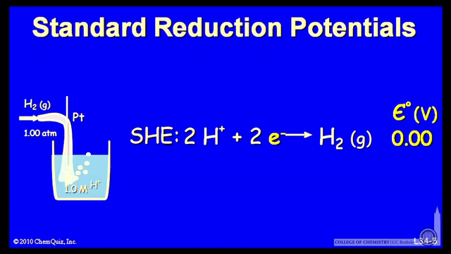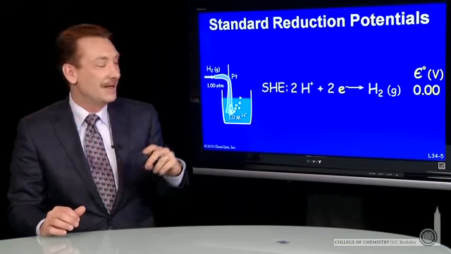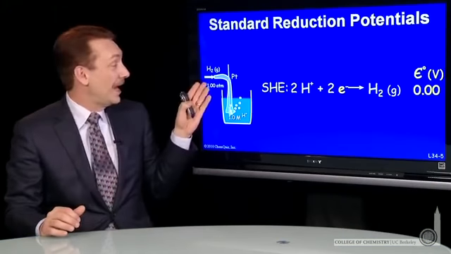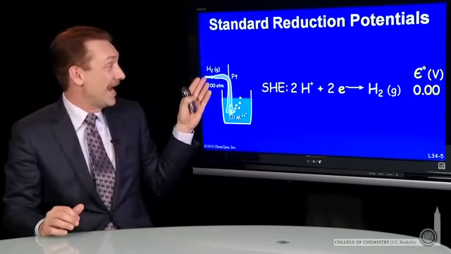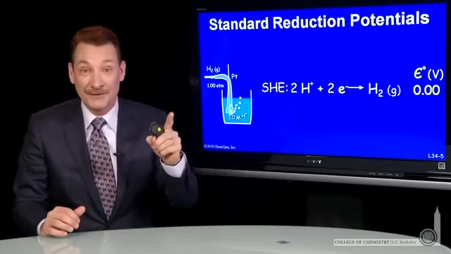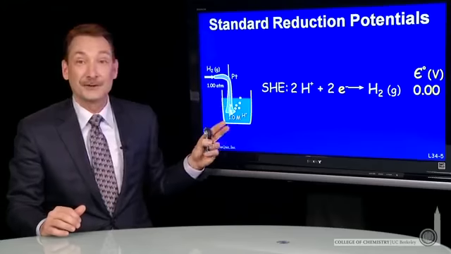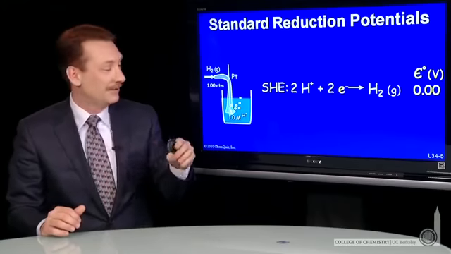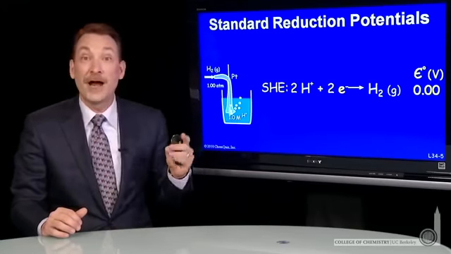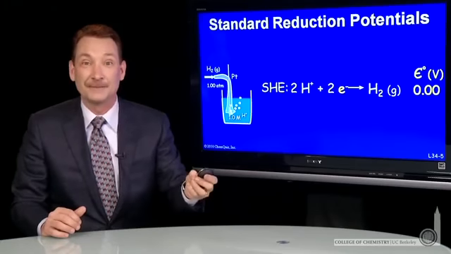At the standard hydrogen electrode, electrons are transferred to hydrogen ions to form hydrogen gas, or hydrogen gas gives up electrons to form hydrogen ions. How do I physically set that up? Well, I take a beaker and I have hydrogen gas at 1 atmosphere pressure bubbling into a hydrogen ion solution at 1 molar. The 1 atmosphere and the 1 molar are to ensure that I'm at the standard state.